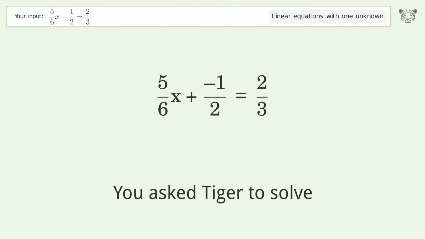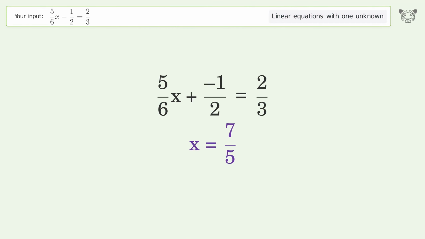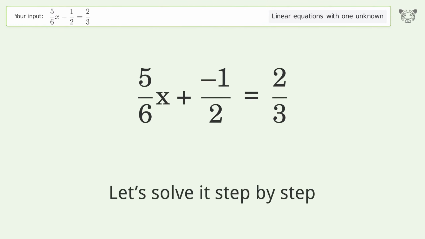You ask Tiger to solve. This deals with linear equations with one unknown. The final result is x equals 7/5. Let's solve it step by step.